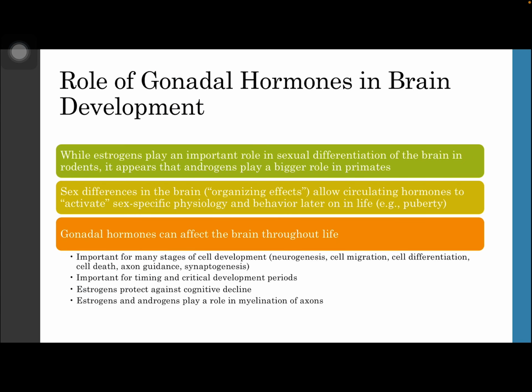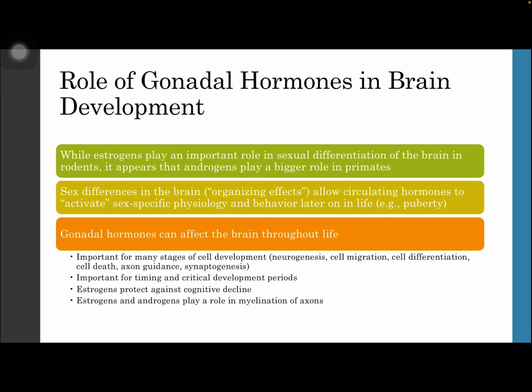Now, specifically with gonadal hormones, in testes and ovaries, we know that androgens, for example, play a really, really big role in sexual differentiation. So estrogen's important, but the androgens seem to be playing a bigger role in the brain of primates. And we also know that hormones are really important for those organizing effects to differentiate a male and female sex.